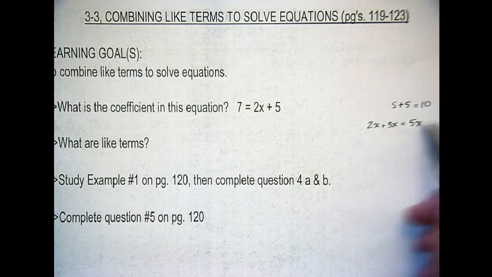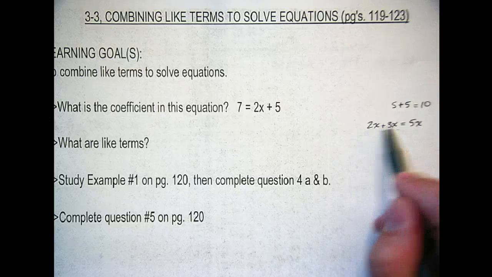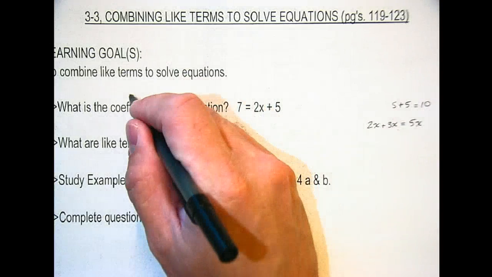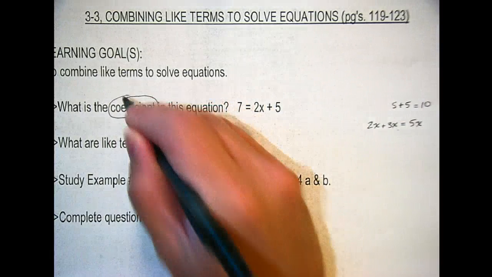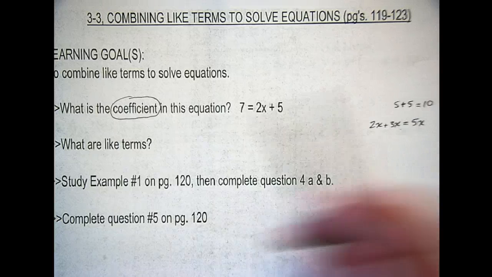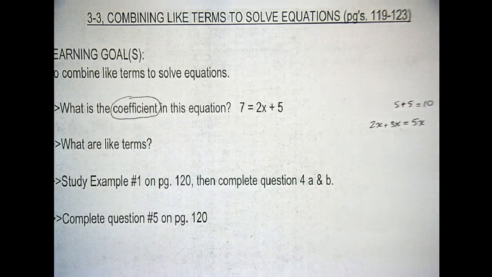So what you're doing when you're combining like terms is you're really adding these numbers in front. Do we know what those numbers are called? Those numbers are called coefficients. Okay? So it's a math term. It's one that you want to know the vocabulary for. That's called a coefficient. So in this equation, what's the coefficient? Go ahead and tell your neighbor there.